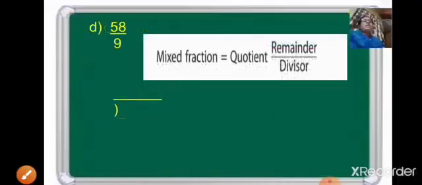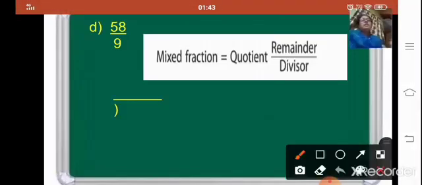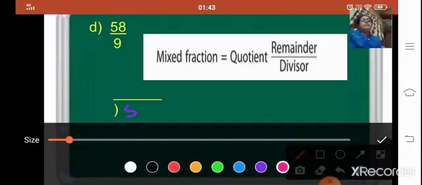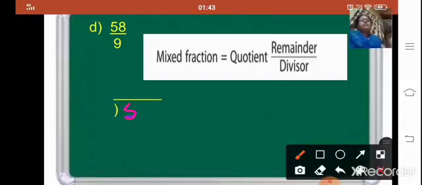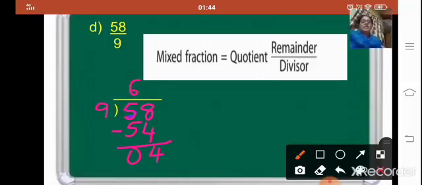Coming to the next one, again 58 upon 9. So divide this 58 divided by 9. Now 9 how many times is 58? 9 6 are 54, 9 7 are 63. So you will not take 7 times, you will take 9 6 are 54. Now 8 minus 4 is 4. 5 minus 5 is 0.